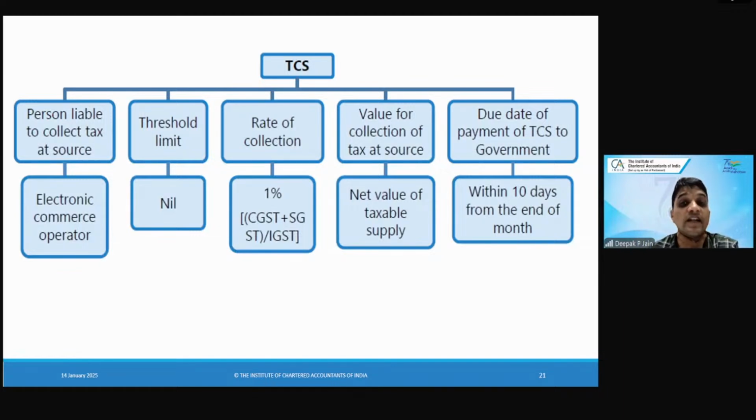So what is GSTR 8? GSTR 8 is the return which the e-commerce operators are required to file for these TDS deductions. So whatever TDS deductions they do, they will have to file it through this GSTR 8.